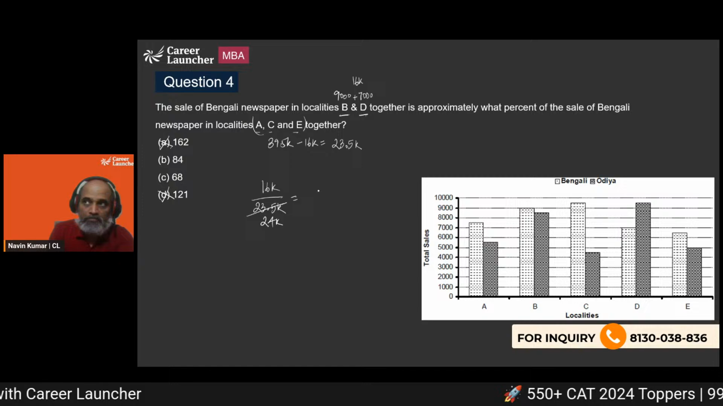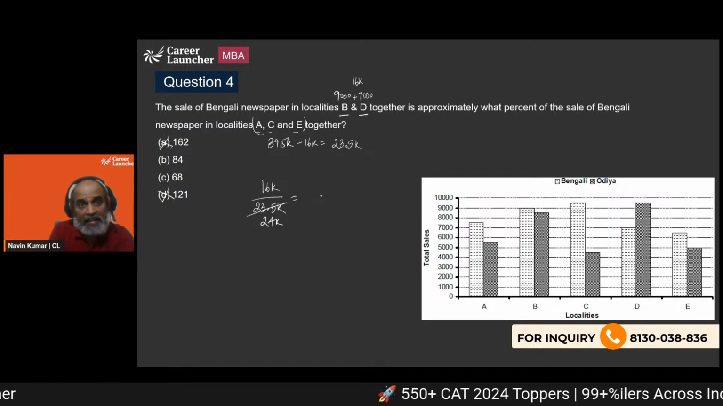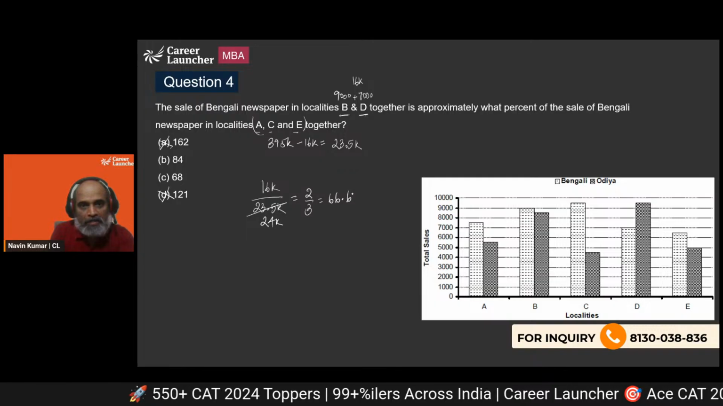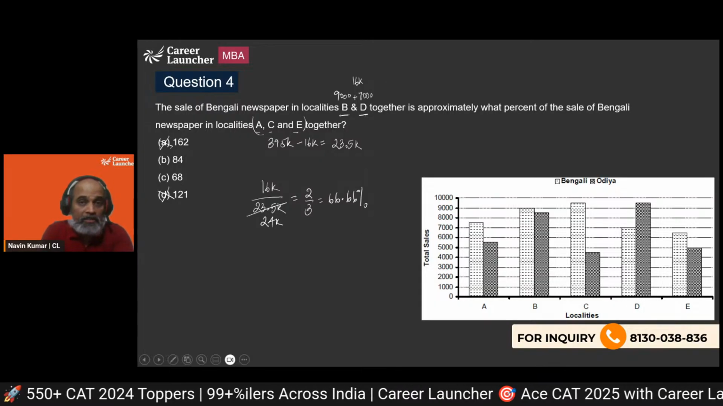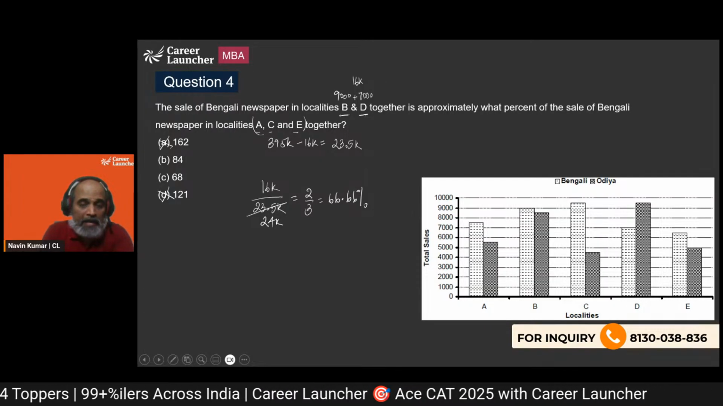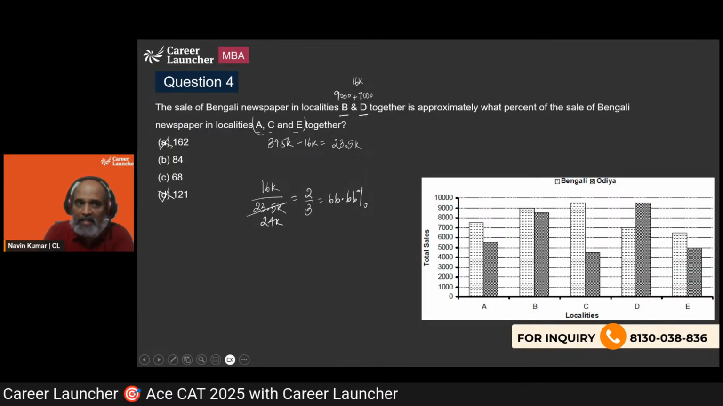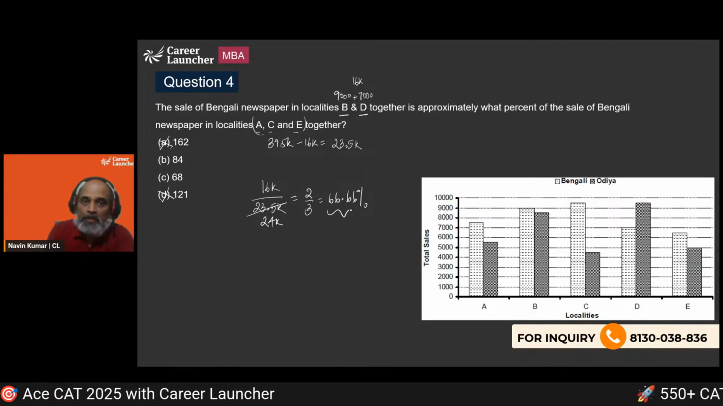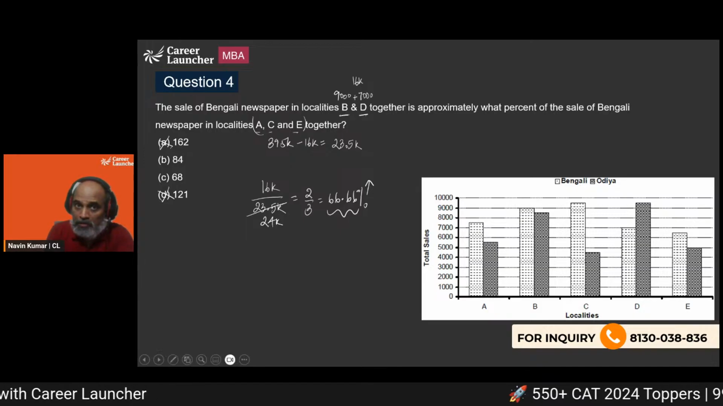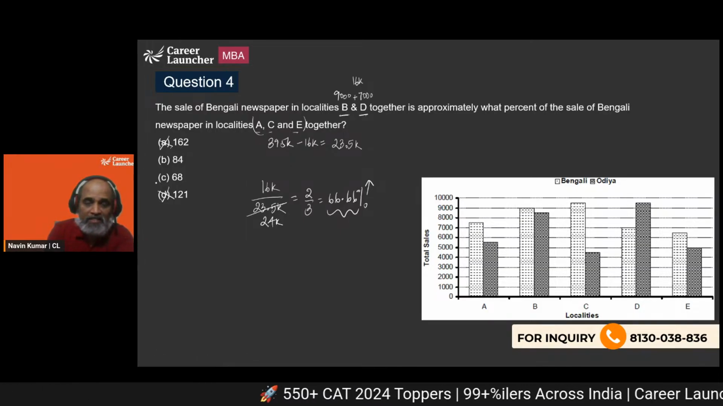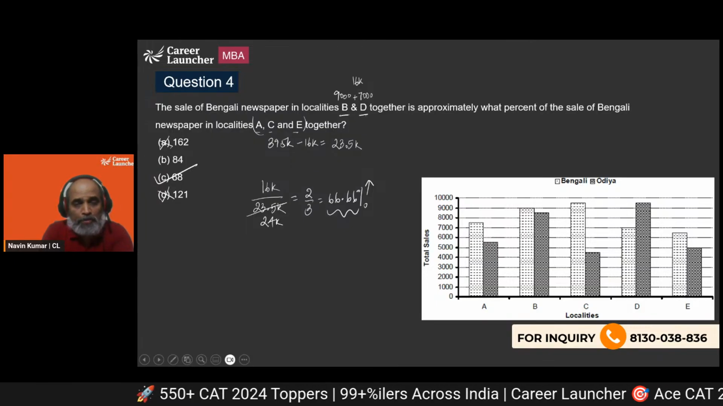16 by 24. They both are divisible by 8, so it becomes 2 by 3, and 2 by 3 is 66.66%. But my actual value in the denominator is not 24, it's 23.5. It's lesser than that. So my answer should be a little more than this. A little more, not 84. A little more than 66.66. So 68. Option C makes sense.